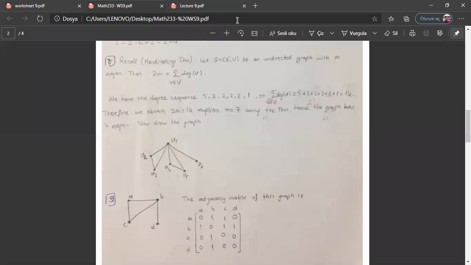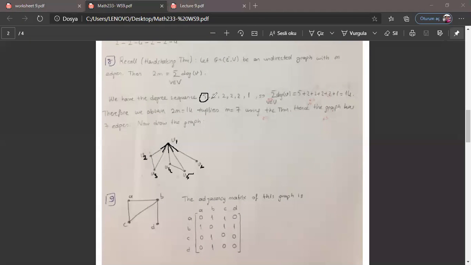This is V2. This one is V2, okay? First I note them: 4, 5, 6. Then what do we do? We know the first vertex, which is V1, has degree 5, so there should be 5 edges, okay?